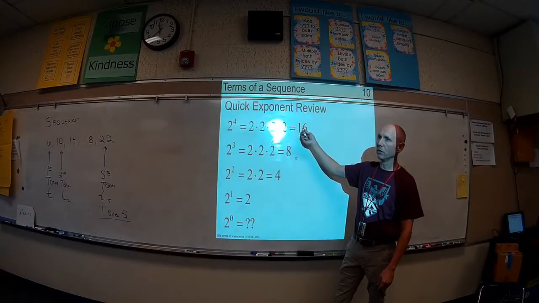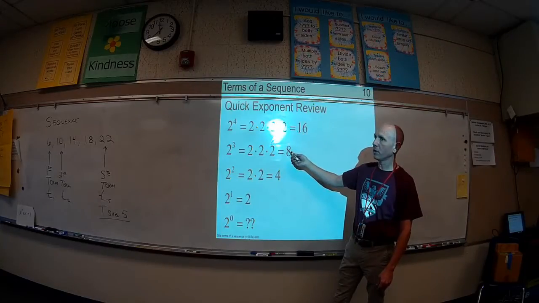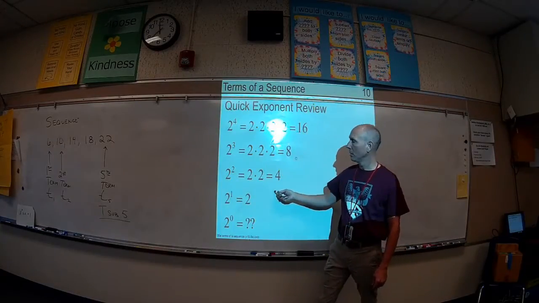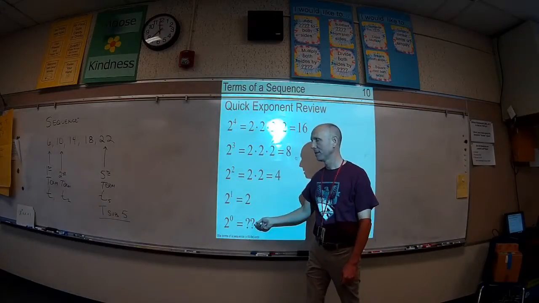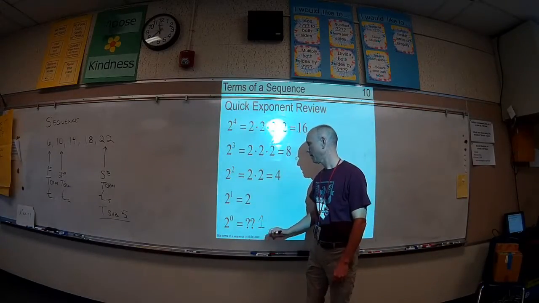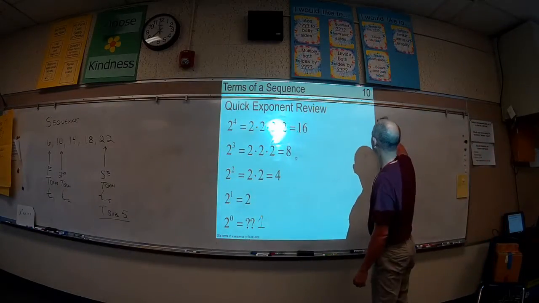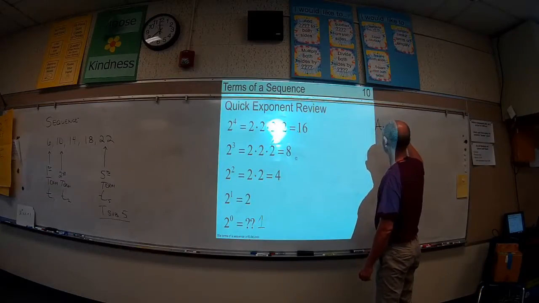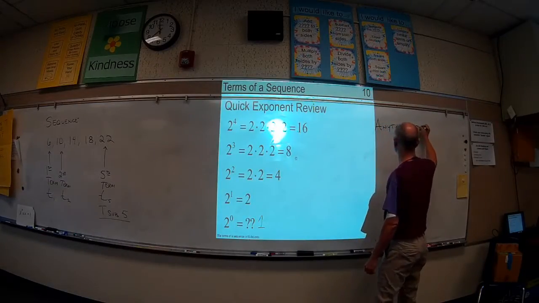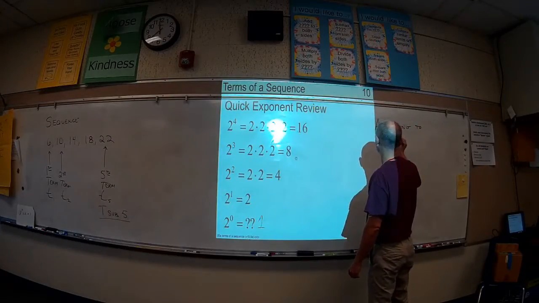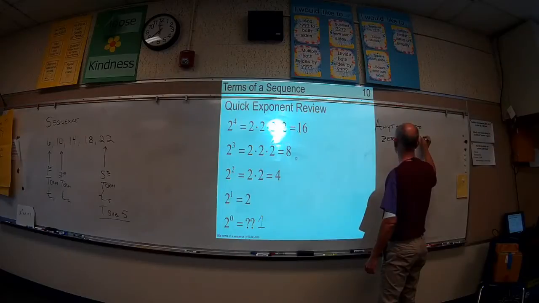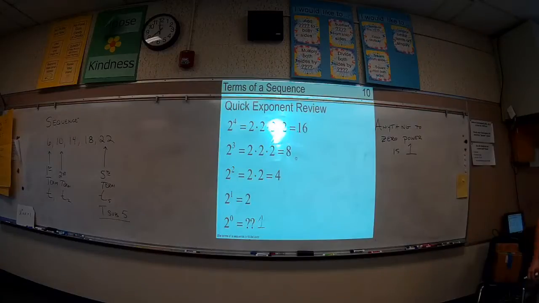16 divided by 2, 8. 8 divided by 2, 4. 4 divided by 2, 2. 2 divided by 2, 1. This is in your notes now. Anything to the 0 power is 1. Get that into your notes. Anything to the 0 power is 1.